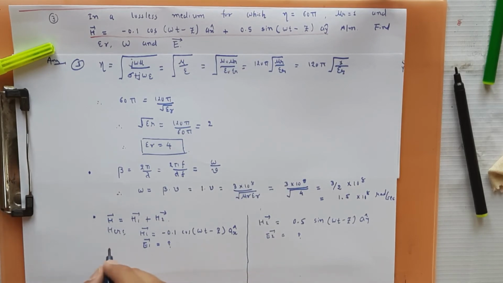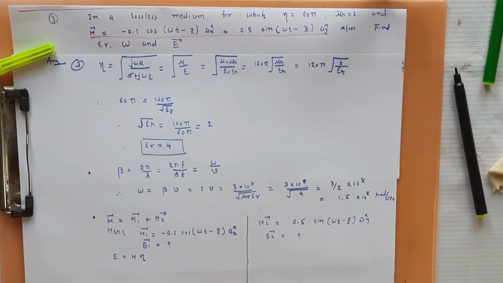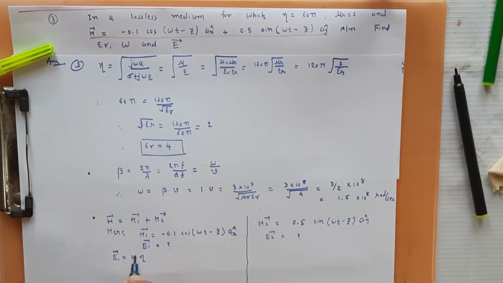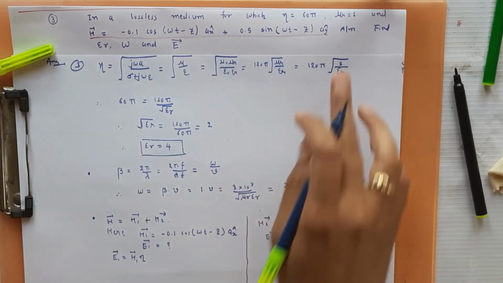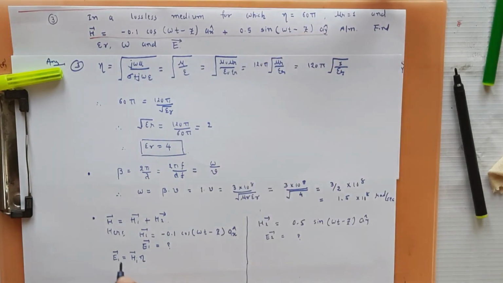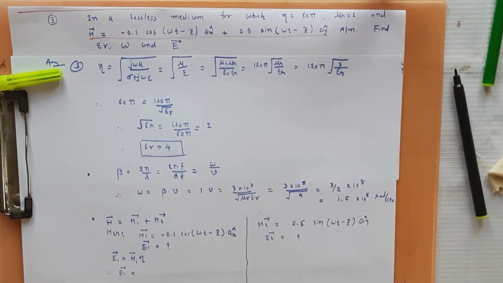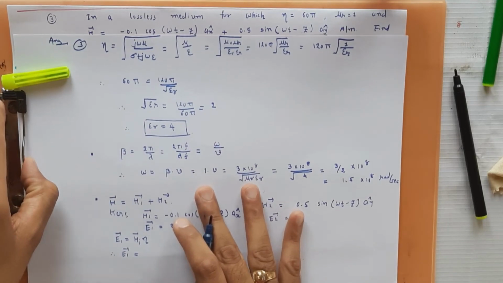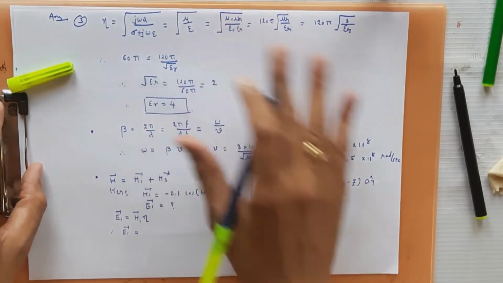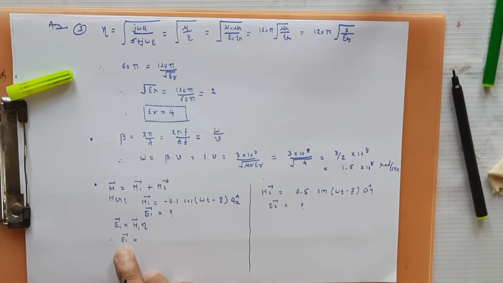What is the relationship between H and E? E is equal to H into eta. You can write in terms of vector, E1 vector is equal to H1 vector into eta. Eta value is given, 60 pi. So E1 is equal to H1 into 60 pi. But now the most important thing is the direction of H, the direction of propagation, and the direction of E1.